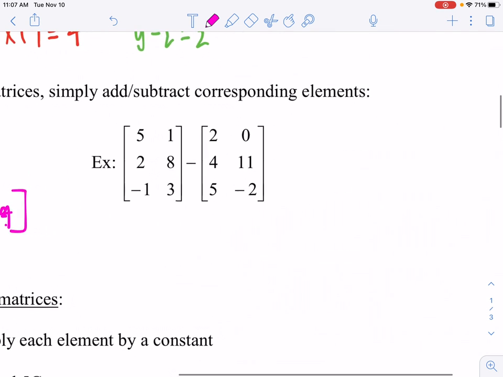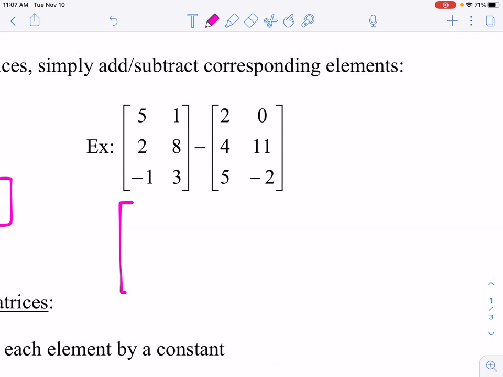You can do the same thing with subtraction. So these two are going to go together. 5 minus 2 is 3.